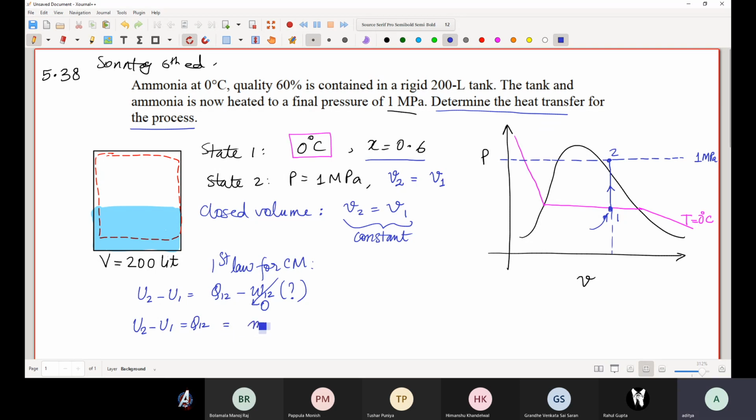And this will be equal to mass times the specific internal energy at state 2 minus the specific internal energy at state 1. And mass we can easily find out. How can we easily find out the mass? Because we know what the specific volume at state 1 will be, and we know that this volume has a total of 200 liter. So the mass is equal to the volume over the specific volume. Using this, we can easily evaluate what the mass will be. So we have our task laid out.